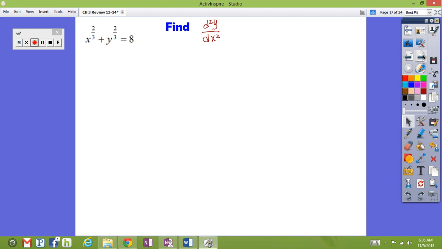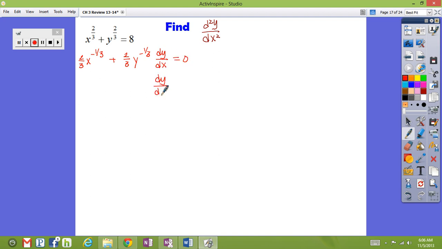So here is the first problem. We're going to find the second derivative. Go ahead and press pause, and then you can try the problem, check your answer. So, here we go. First derivative, 2/3 x to the negative 1/3 plus 2/3 y to the negative 1/3 times dy dx is equal to 0.